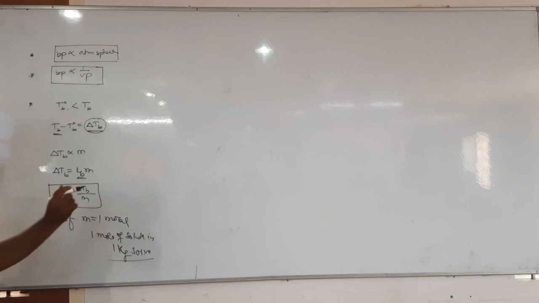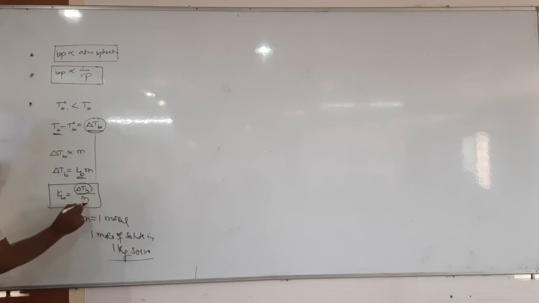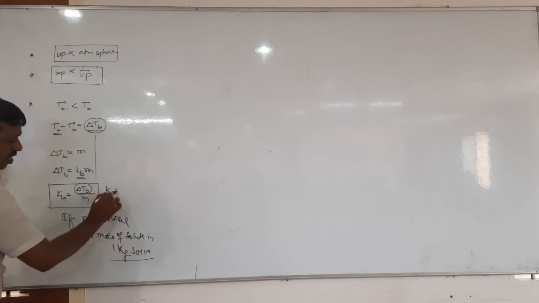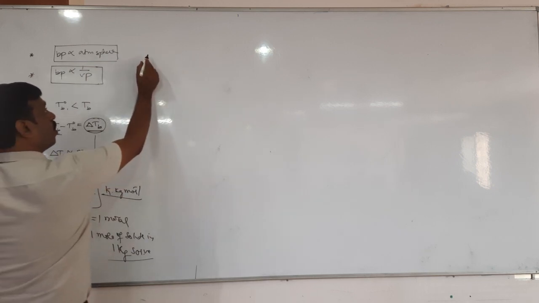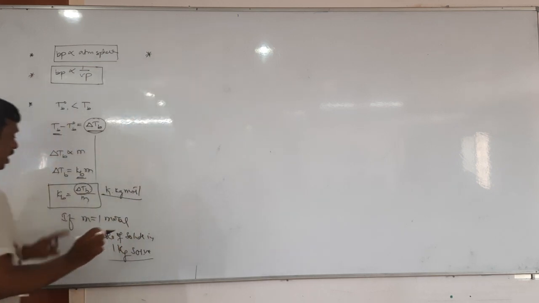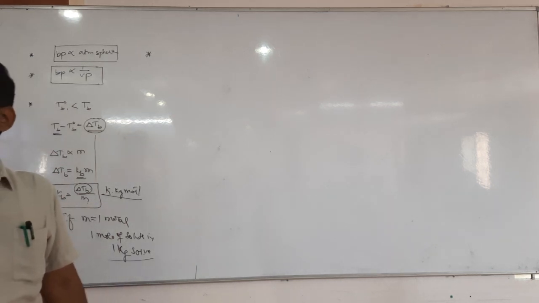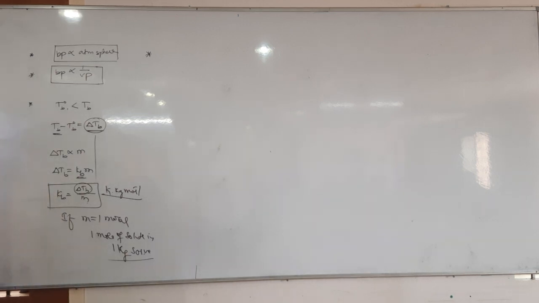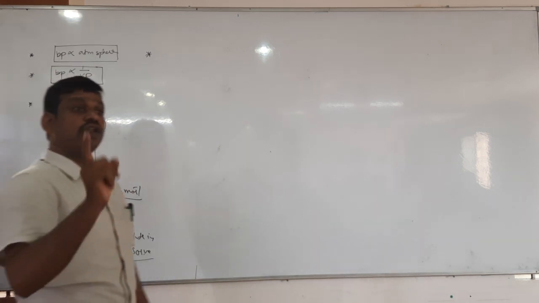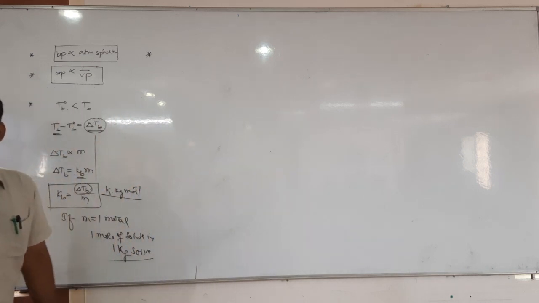Then the unit, which was asked previously in CET. What is the unit of Kb? The unit of Kb is temperature in Kelvin per molality, that is mole per kilogram. Therefore, it is Kelvin kg per mole. Here, most important, one more question was asked in CET about Kb. Is Kb a property of the solute, of the solution, or of the solvent? It is a property of only the solvent. It depends on the solvent nature but not on the solute or solution.